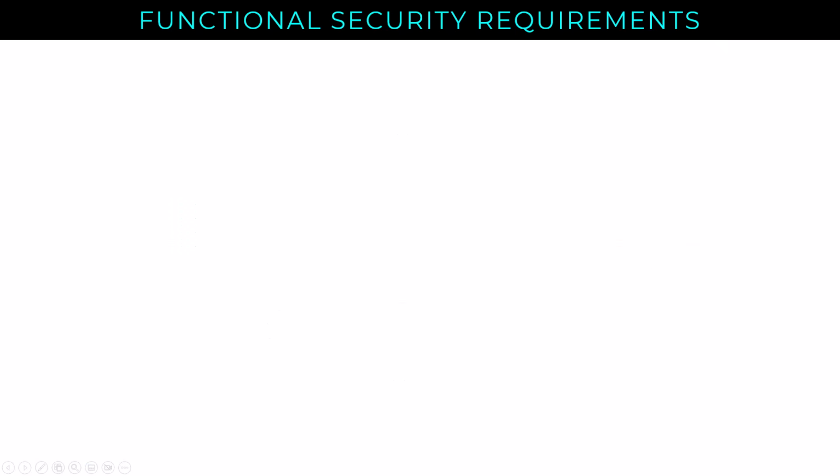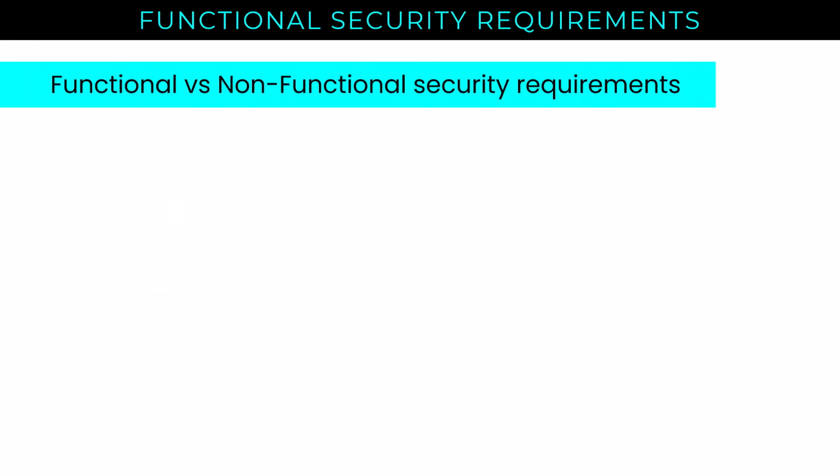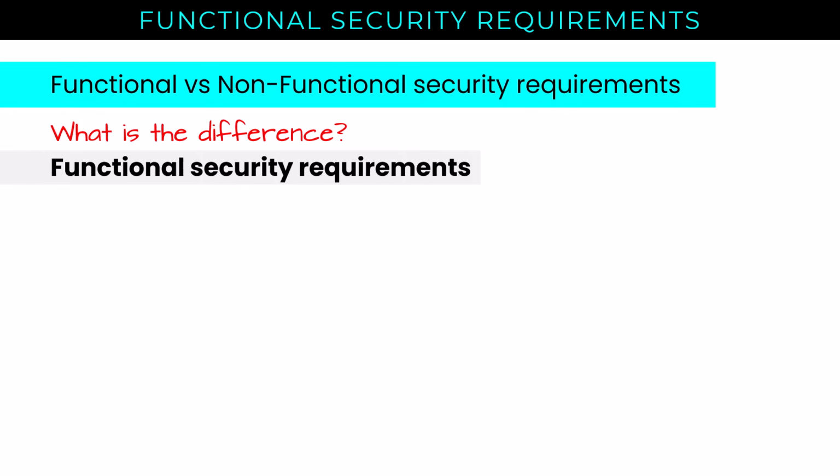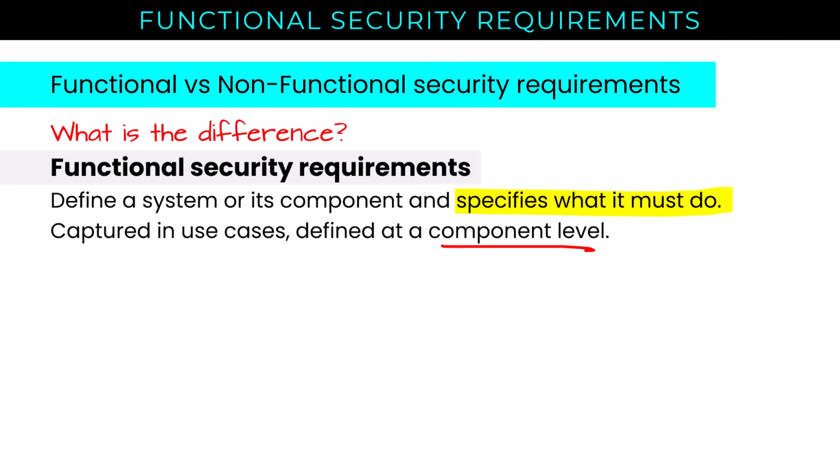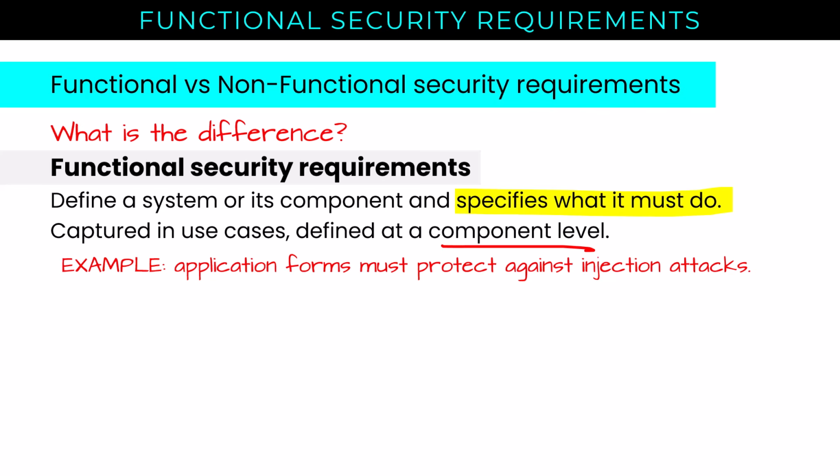Functional security requirements. So what's the difference between functional and non-functional security? Well, functional security requirements define a system or its component and specify what it must do. It's captured in use cases, and it's defined at a component level. For example, application forms must protect against injection attacks. We do this by writing input validation into our application forms. It specifies a specific function.